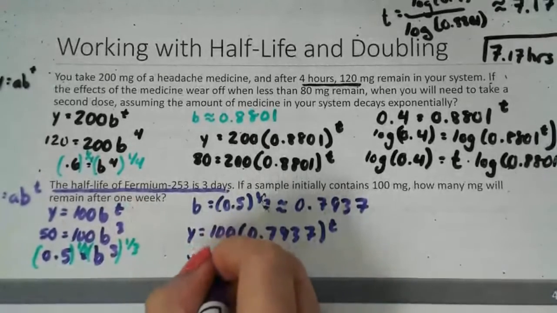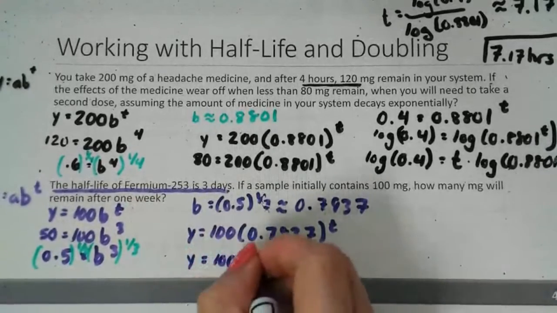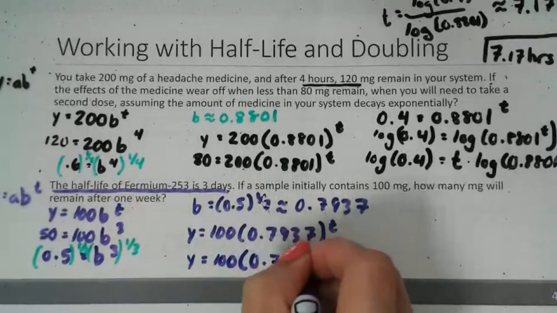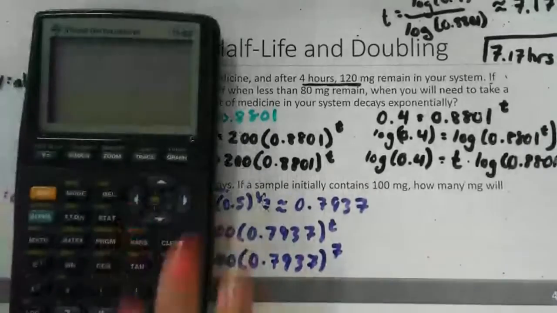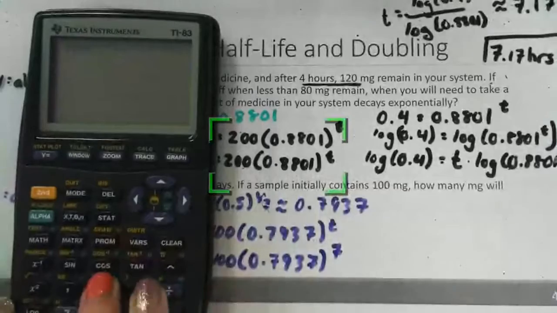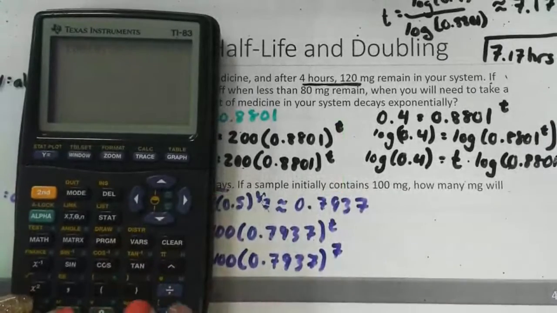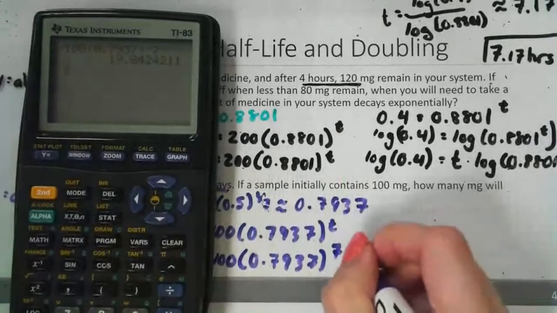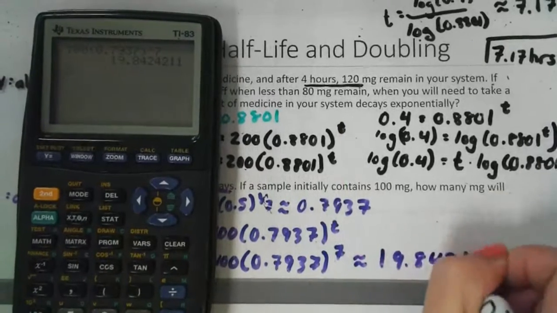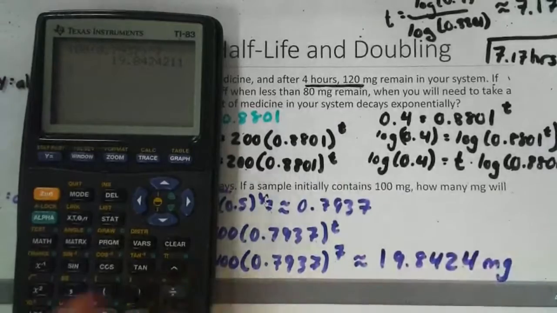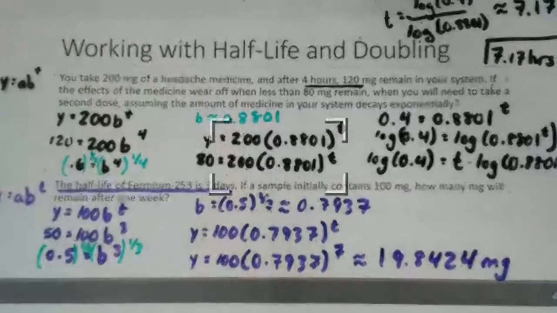So the amount remaining y is going to be equal to 100 times 0.7937 raised to the 7th power. So we get 100 times 0.7937 raised to the 7th power, which is approximately equal to 19.8424. And we were measuring the amount in milligrams.